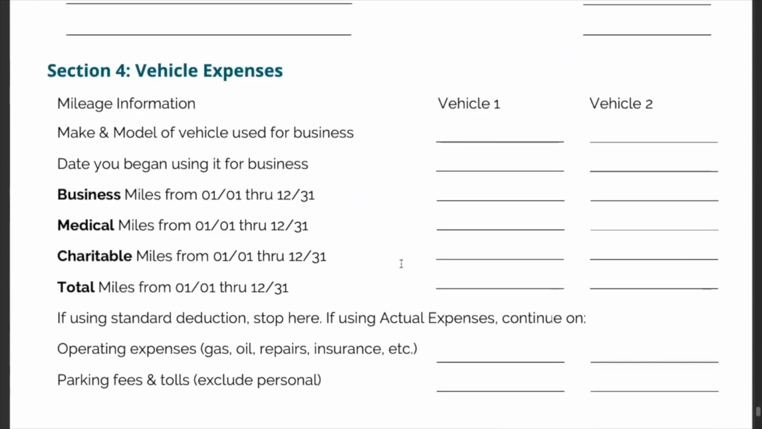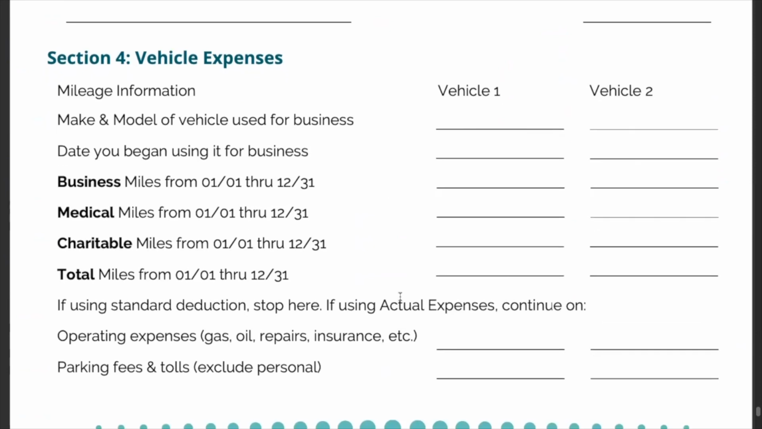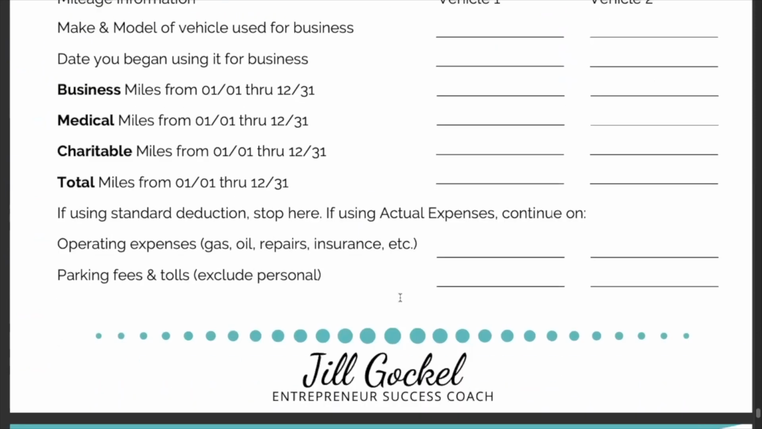Then you're going to have your vehicle expenses. So this will be mileage information, the make and model of the vehicles, the date you began using it, the business miles, medical miles, charitable miles, and total miles. So hopefully you have been tracking those. Mileage is something that is highly audited. You do not need to be afraid to take those deductions as long as you have properly documented them.